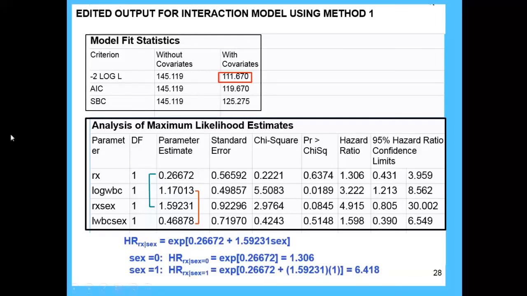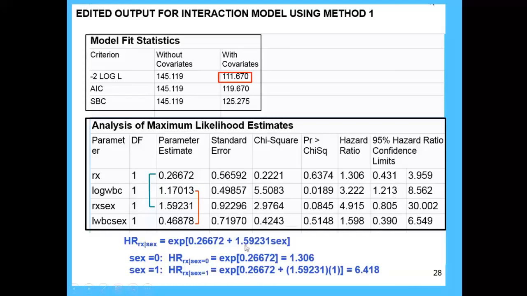Now, here's the hazard ratio. Now, what is the formula? What does this hazard ratio turn out to be? What do you get for the hazard ratio if you're dealing with sex equal to 0? I don't remember whether that's males or females. But if sex is equal to 0, doesn't this drop out? And it's e to the what? 0.26672, which turns out to be 1.306. And there it is, right here, 1.306.